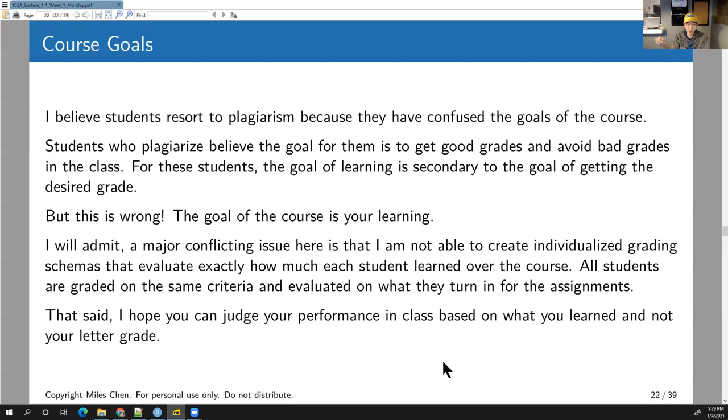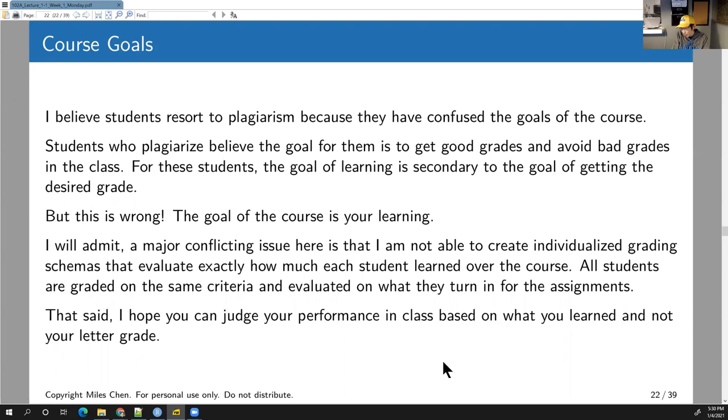The goal of the course is your learning. That's why you're going to college. That's why you're paying all of this money and attending Zoom classes and stuff like that, because part of you wants to learn so that you'll be equipped to go out into the job market, right? And I get it. We're sending mixed messages because at the end of the day, you do get a grade in the course and those grades count for some stuff, but it's probably not as important as a lot of people think they are.